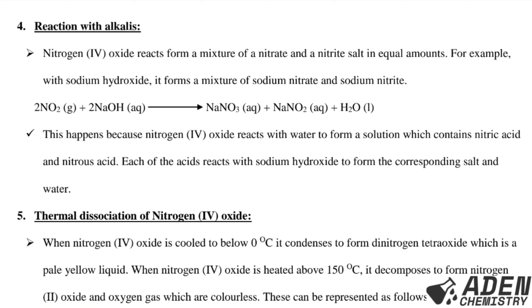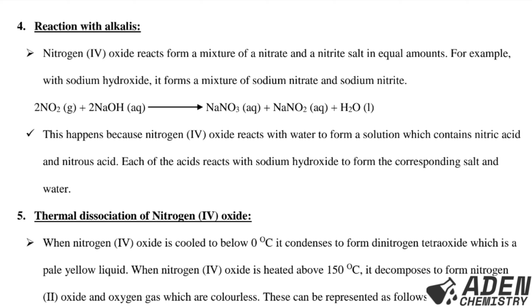For example, with sodium hydroxide, it forms a mixture of sodium nitrate and sodium nitrite. Remember, water is also produced as one of the products. So for that reaction, we are going to have 2 moles of nitrogen peroxide gas reacting with 2 moles of sodium hydroxide solution. What we are going to get is sodium nitrate solution plus sodium nitrite solution plus water, which is liquid.